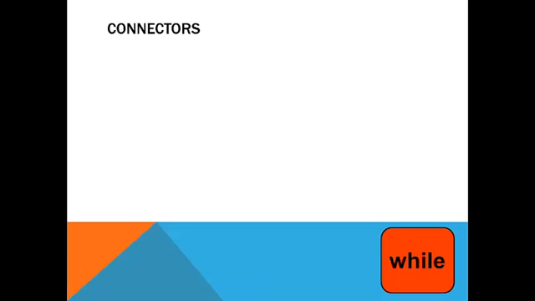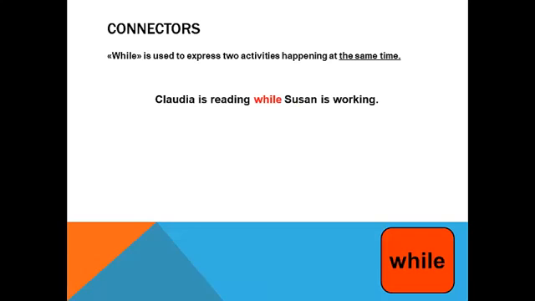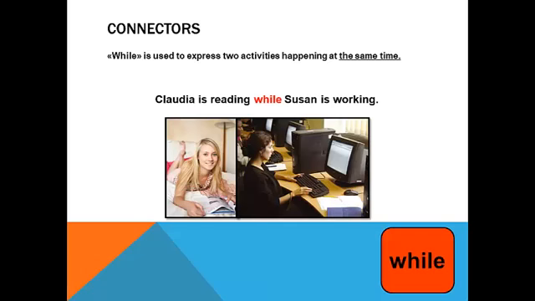The connector while. The connector while is used to express two activities happening at the same time. Let's see some examples here. And the first one says Claudia is reading while Susan is working. In this situation we have two people doing activities at the same moment. Claudia is reading, while Susan is working.